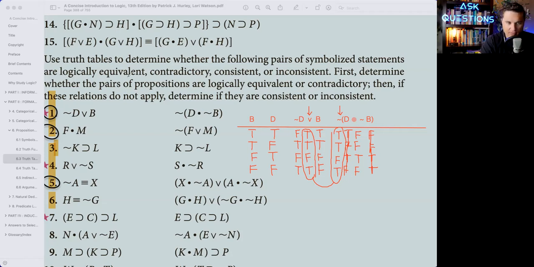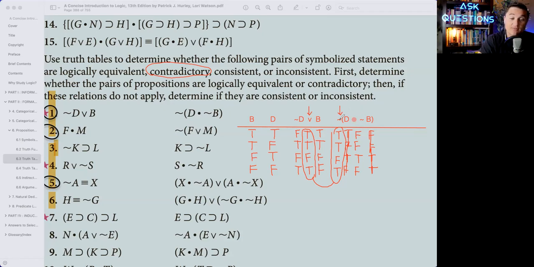And if so, they're logically equivalent. And if not, they are not logically equivalent. So what would it mean for two statements to be contradictory? Well, we have two statements that are contradictory.